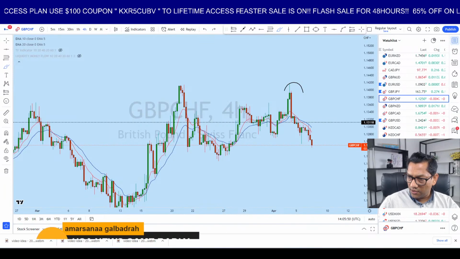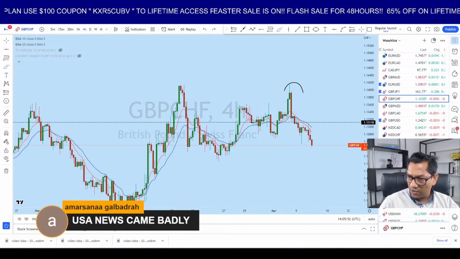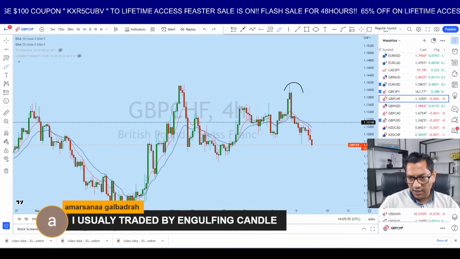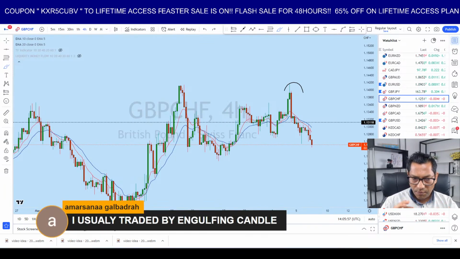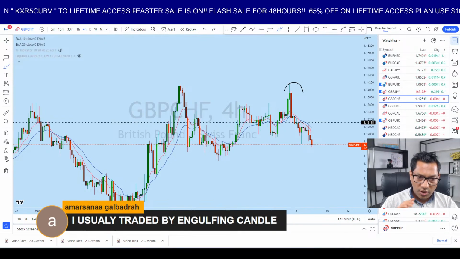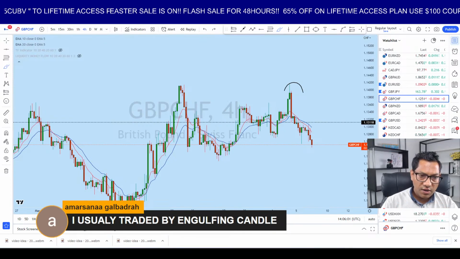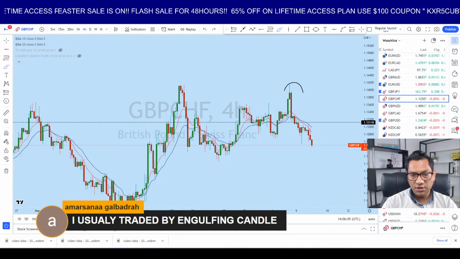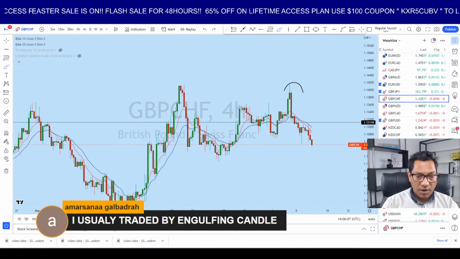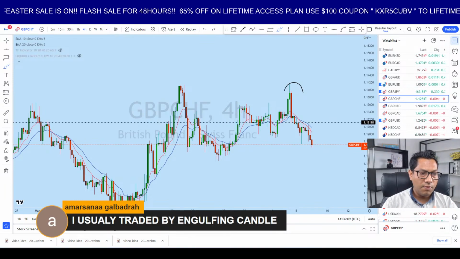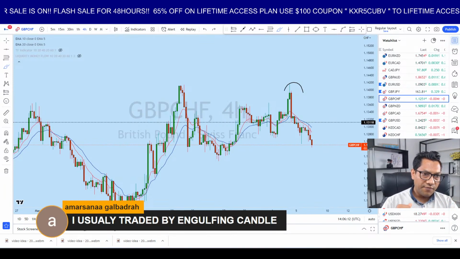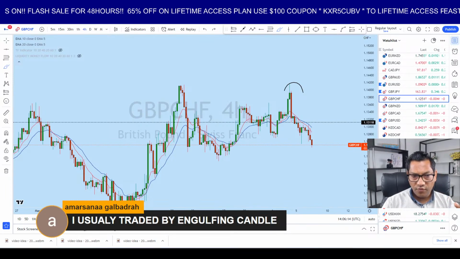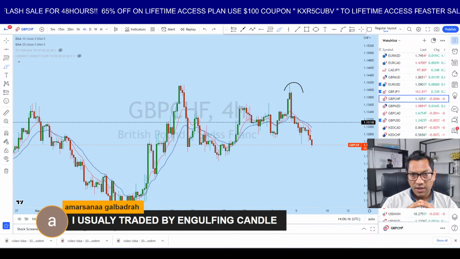If US news comes out badly, I usually trade by engulfing candle. Yeah, that's a good approach. You see, when you trade, try to find one strategy. You need multiple strategies for multiple market conditions, but first master one strategy and wait for the market to give you a setup.